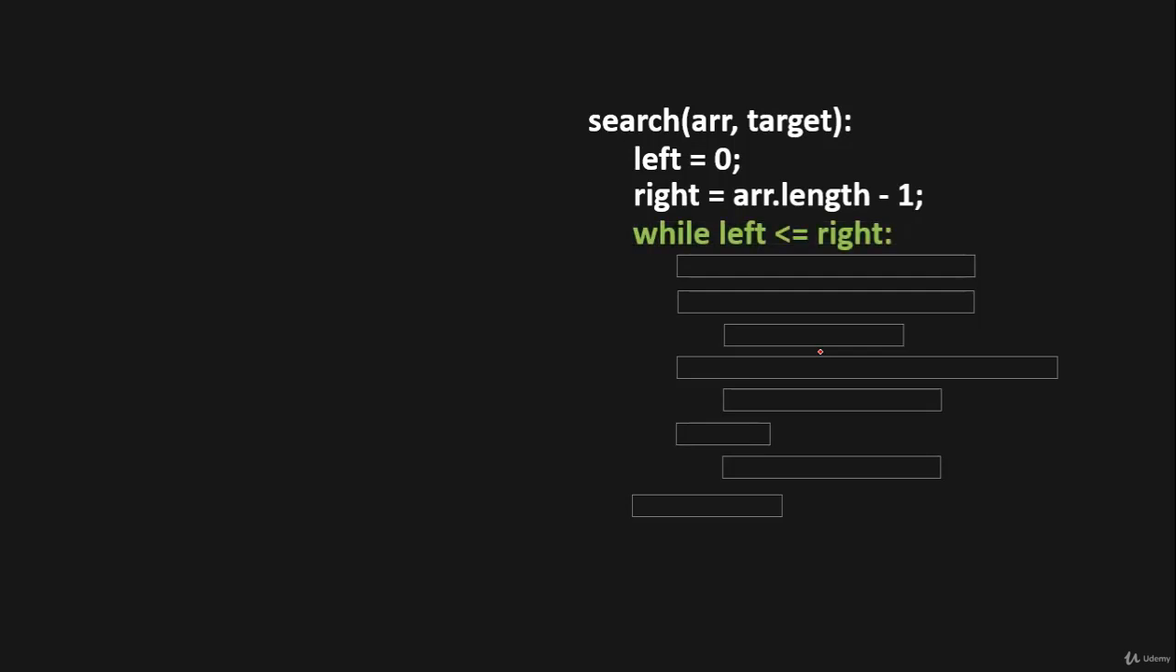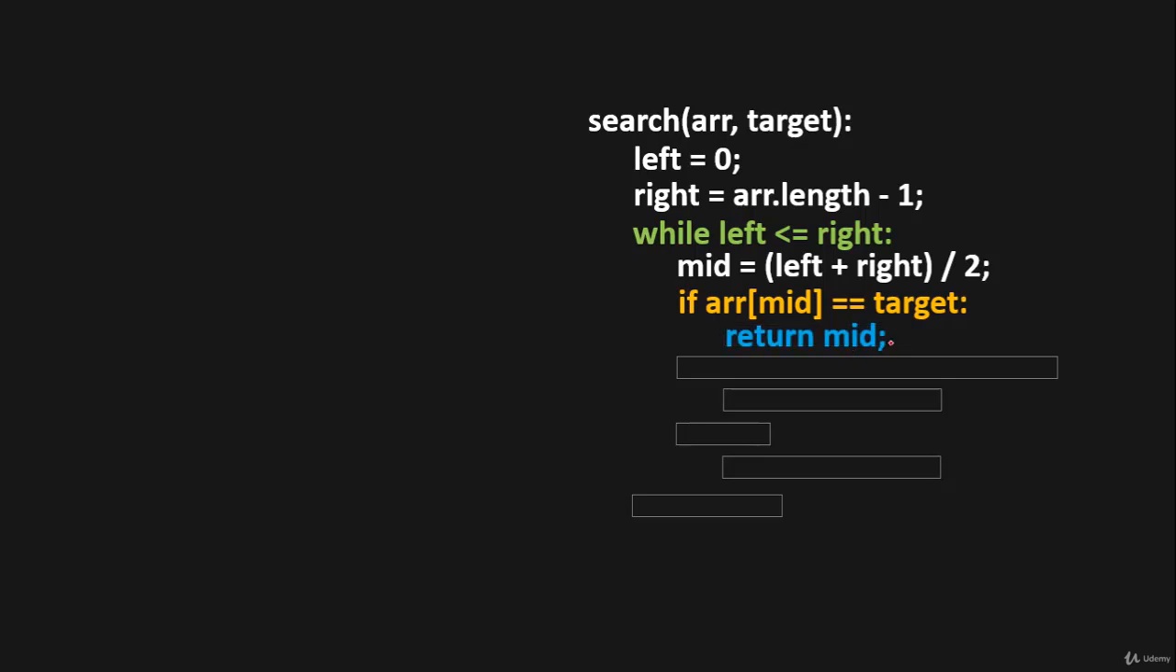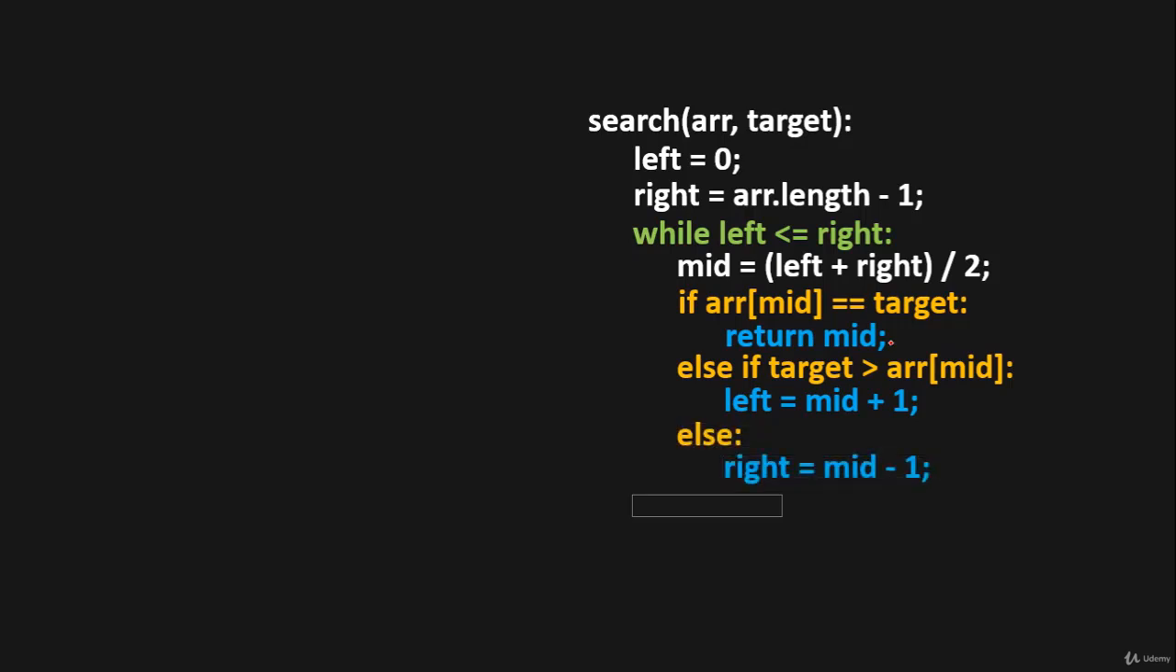Left points to the first element, right points to the last element. Then we're going to run a while loop until left is less than or equal to right. Then we're going to calculate mid, left plus right divided by 2. Then we check if the middle element is our target, then we return the index of the middle element. If not, we check if the target is greater than the middle element, then we move the left pointer to the next of middle. If not, then we move the right pointer to the left of middle. At the end, if we haven't found the target in the array, we return -1.